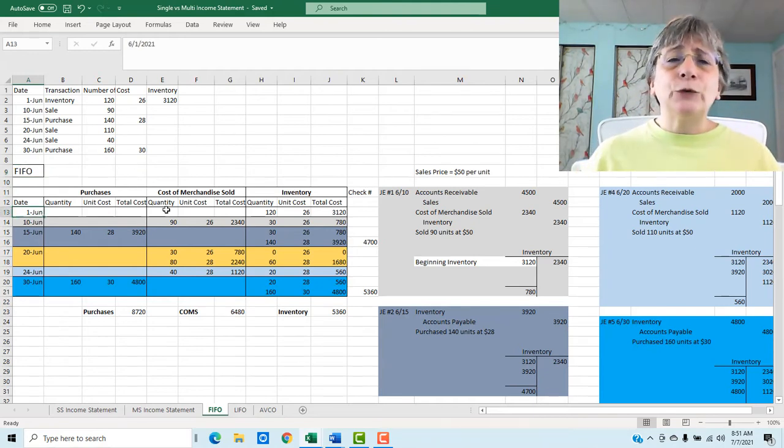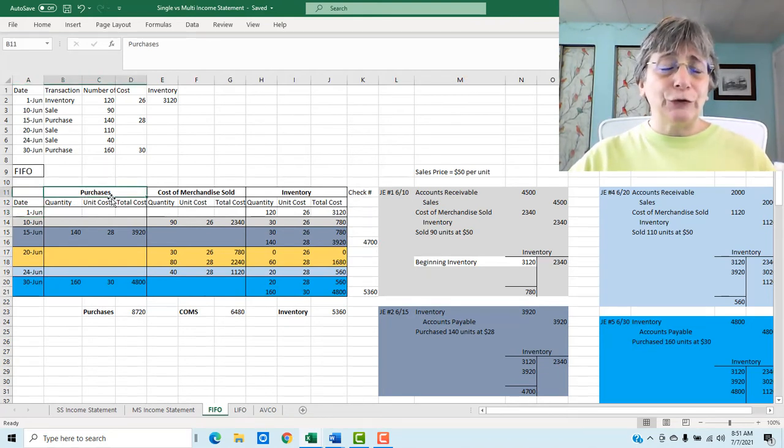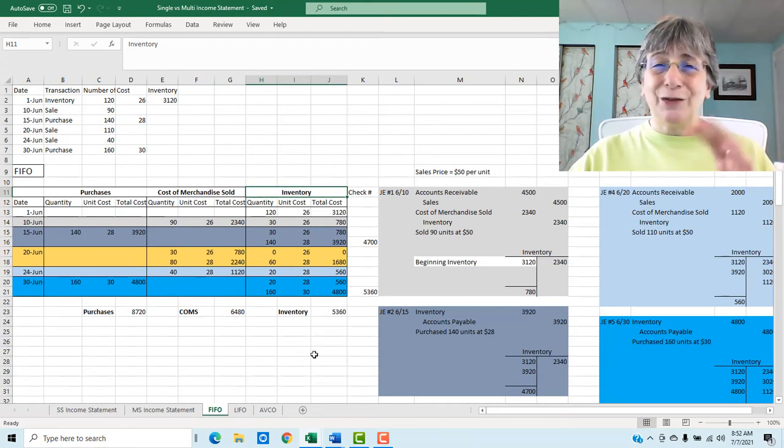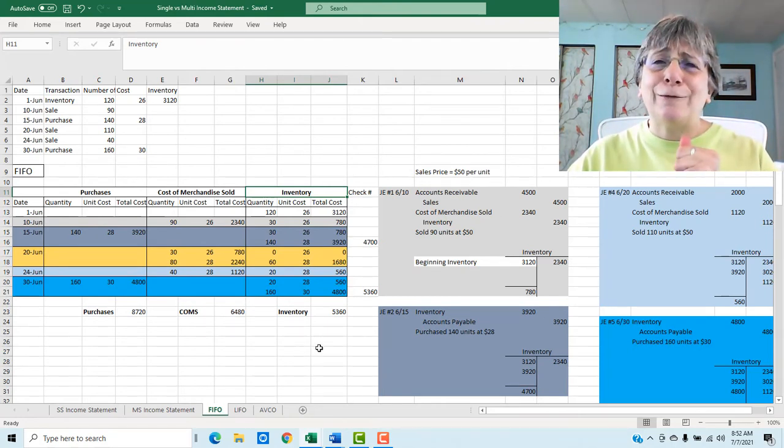First thing we need is a format to house our inventory transactions here. We've got three things going on. We need a column for purchases, a column for cost of merchandise sold, and a column to keep track of our inventory. And again, this is only for accounting class. This is not what you're going to do in real life. It's so much easier in real life. Real life is easier than textbook life.